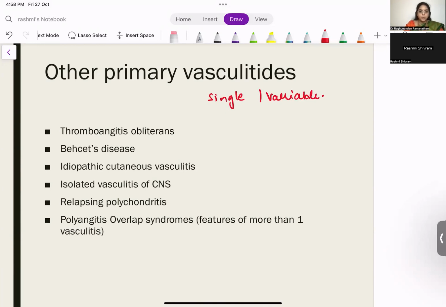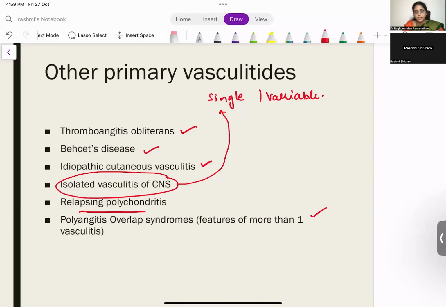So you need to remember thromboangiitis obliterans. These are other vasculitis that you need to remember: thromboangiitis obliterans, Behçet's disease, idiopathic cutaneous vasculitis, isolated vasculitis of CNS. This is a single vessel vasculitis. Isolated CNS vasculitis, then relapsing polychondritis and polyangiitis overlap syndrome. In this you have features of more than one type of vasculitis.